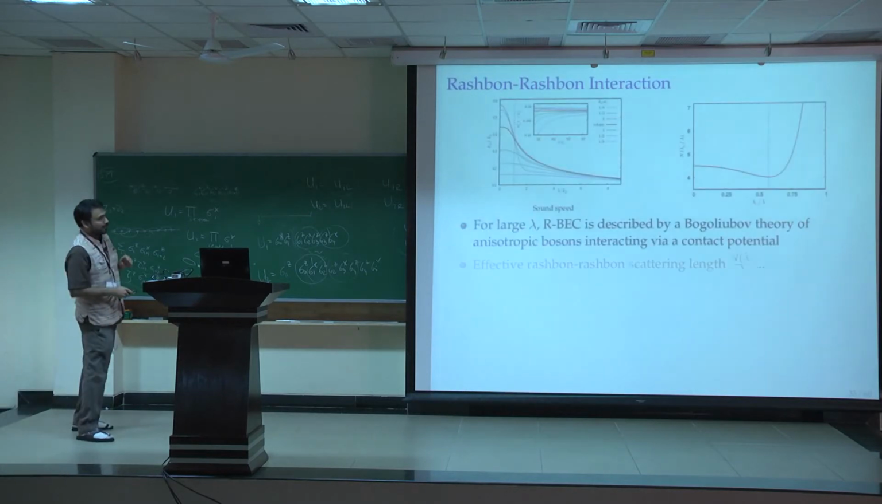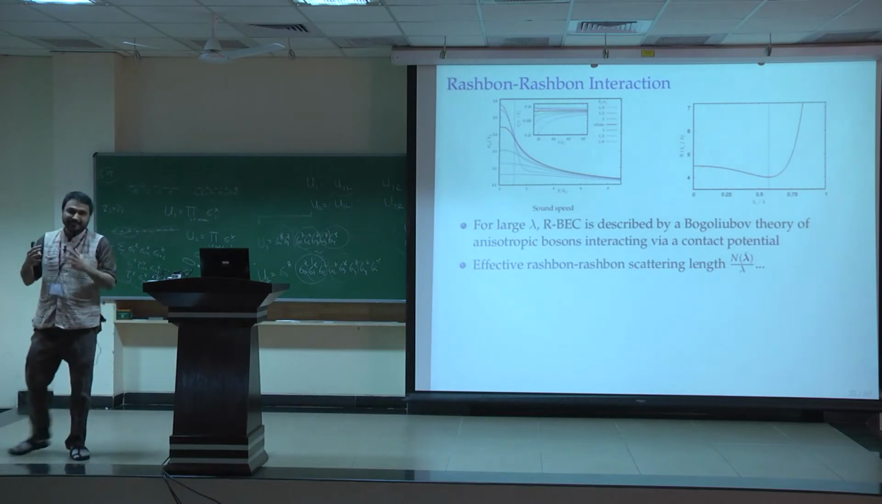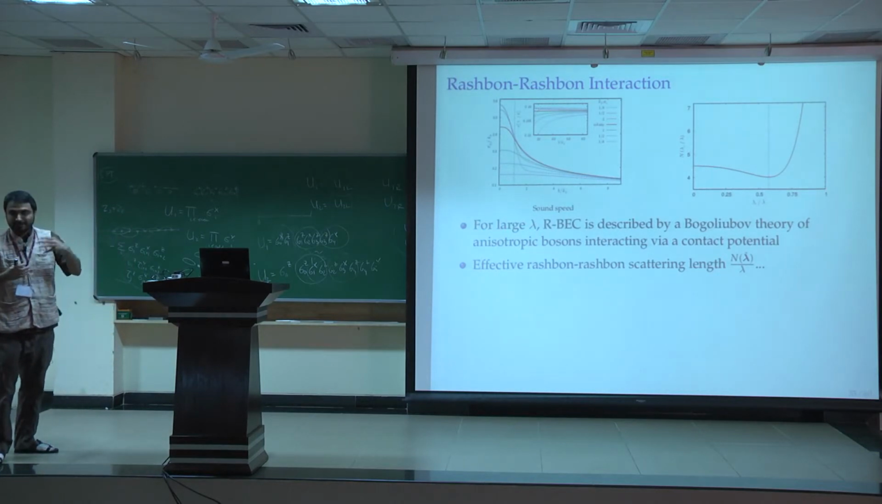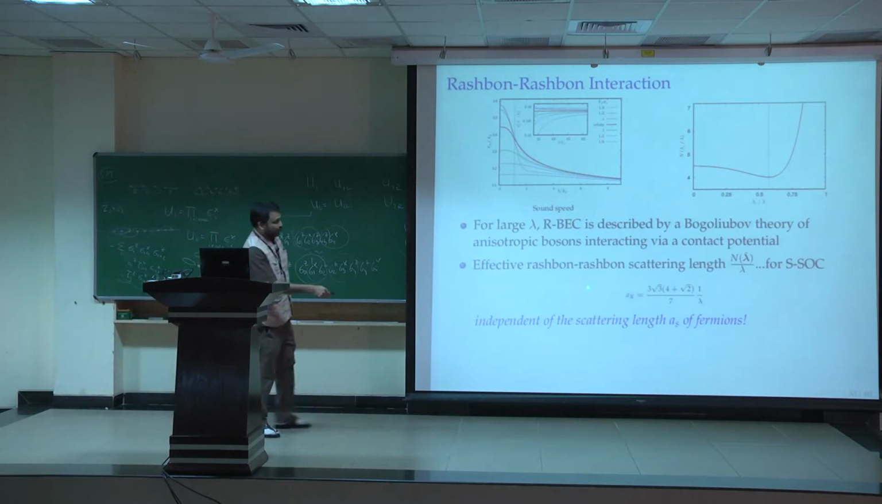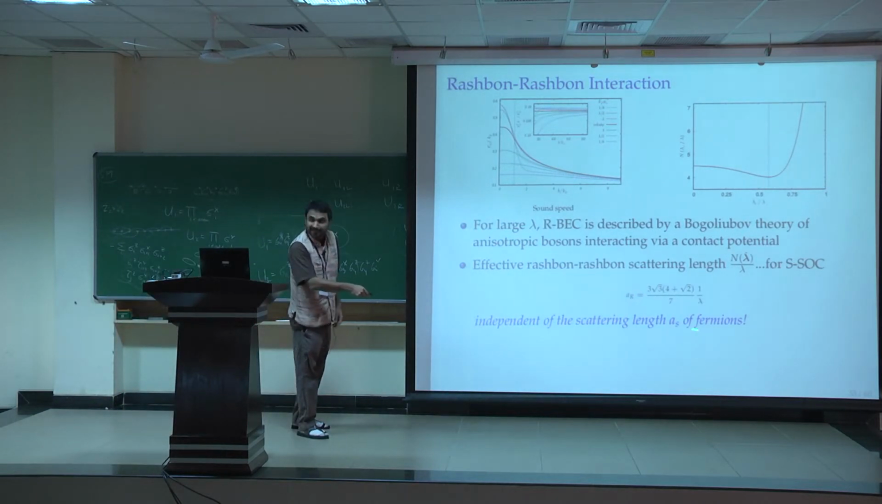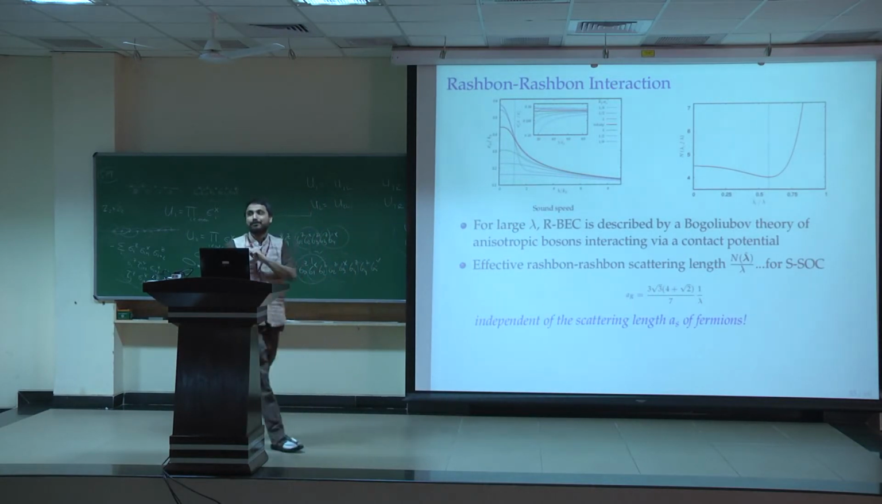Okay, so you can go and pull that out, and again you can show that the Rashba effective theory is described by some Bogoliubov theory of these Rashbons with some scattering, and the remarkable result is the following: the Rashbon scattering length, shown here, is just inverse lambda. It does not depend on the scattering length between the fermions.